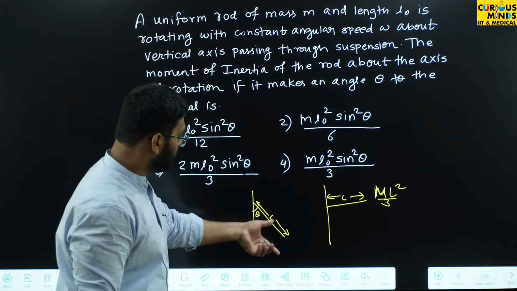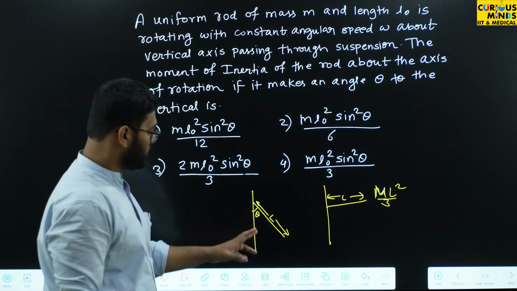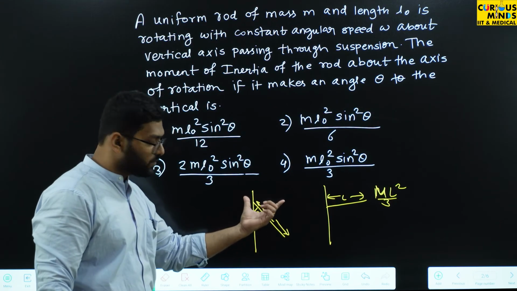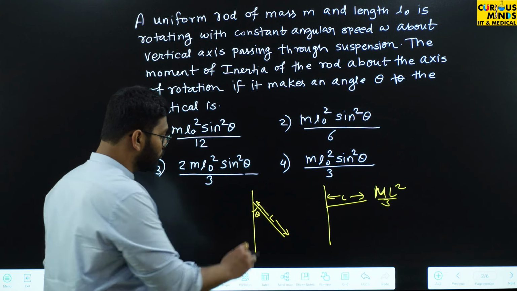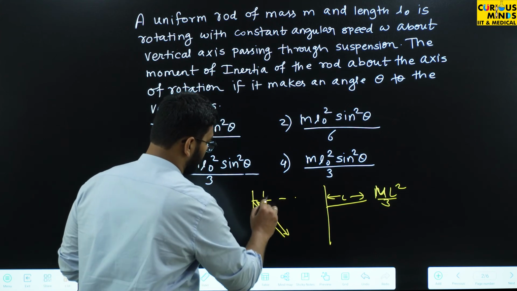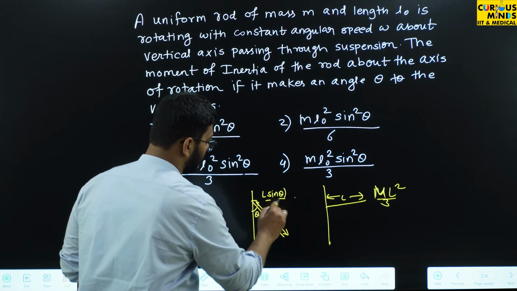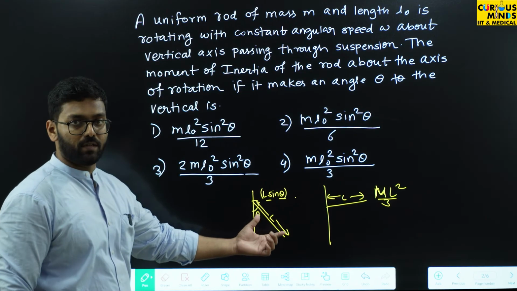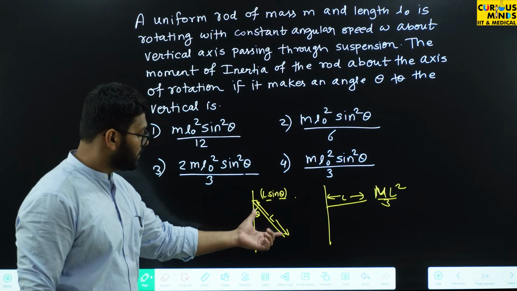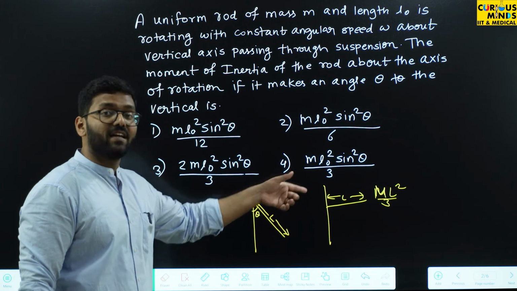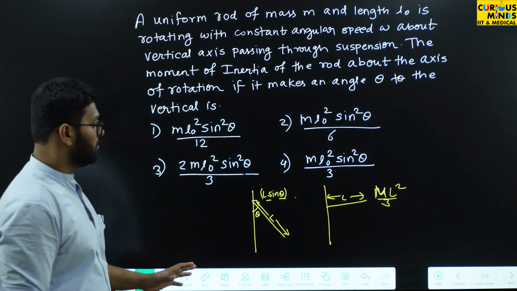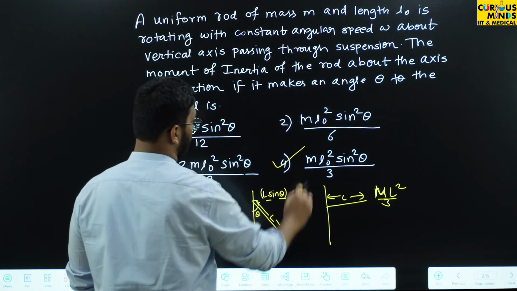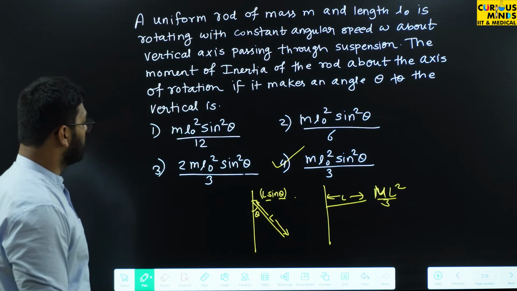Now if the rod is suspended like this, always remember the component of this length perpendicular to the axis will be your new length for the moment of inertia. That means you have to take L sine theta for that length. So the rod moment of inertia is ml square by 3, and instead of L you will put L sine theta whole square by 3. So here the correct option will be the fourth one, ml0 square sine square theta by 3.